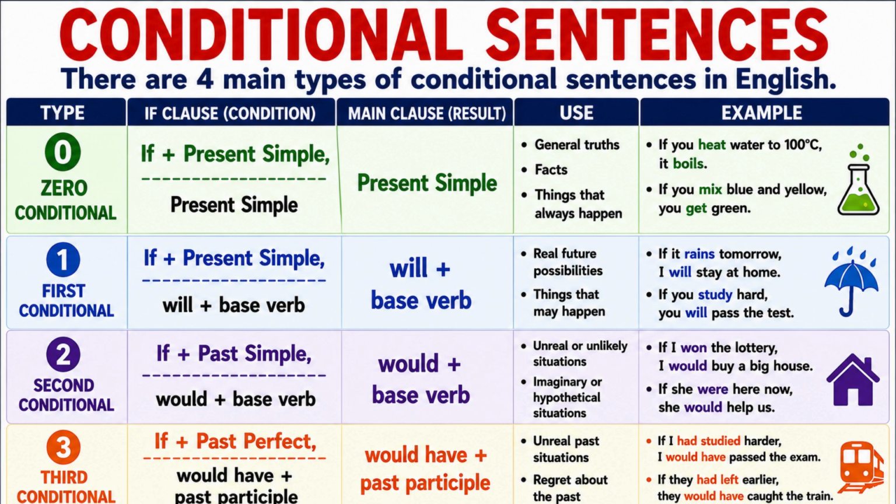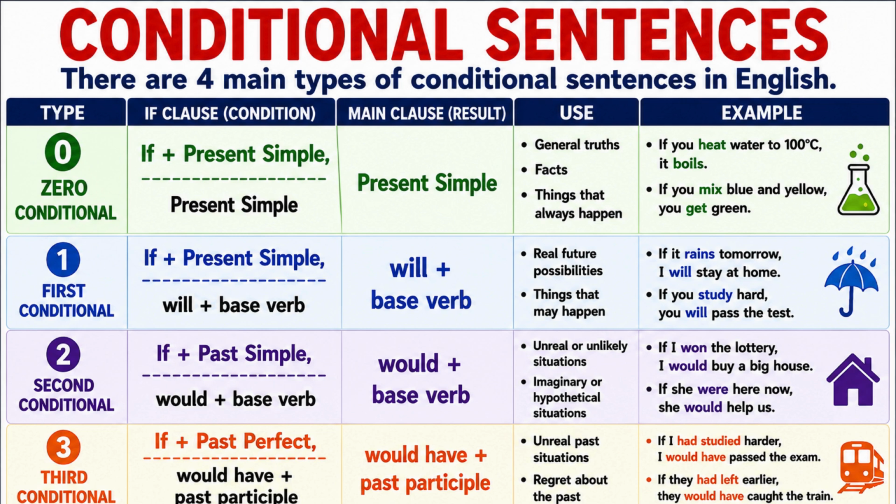4. Third conditional. Use. The third conditional is used for unreal past situations, regrets, missed opportunities, imagining a different past. Structure. If plus past perfect, would have plus past participle. Examples: If I had studied harder, I would have passed the exam. If she had left earlier, she would have caught the train. If they had invited me, I would have gone. If we had known the truth, we would have helped.